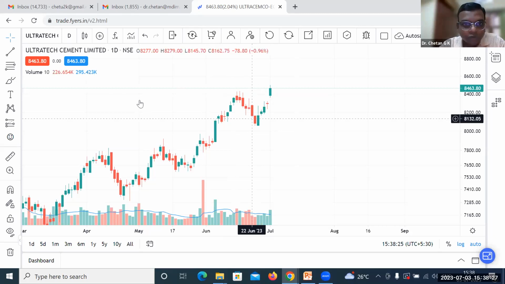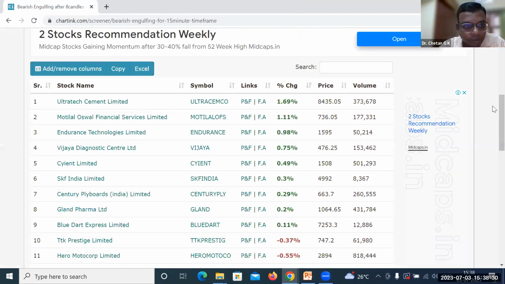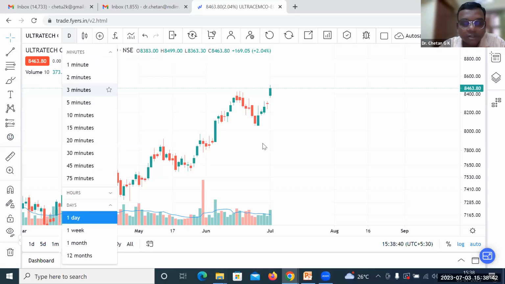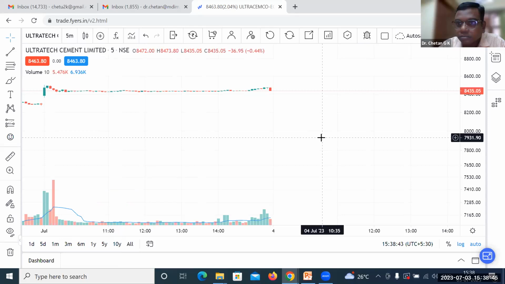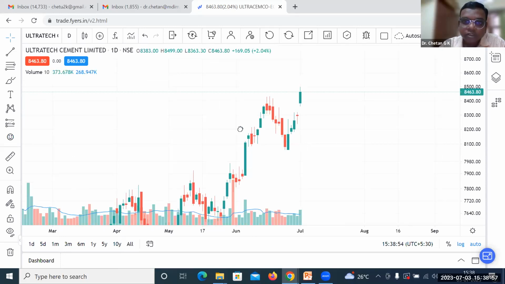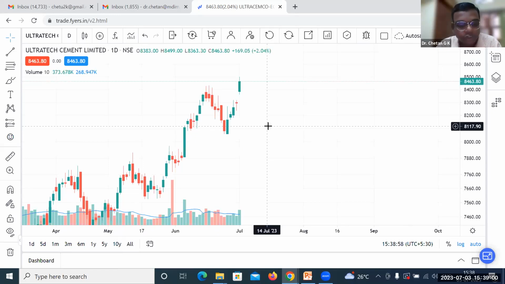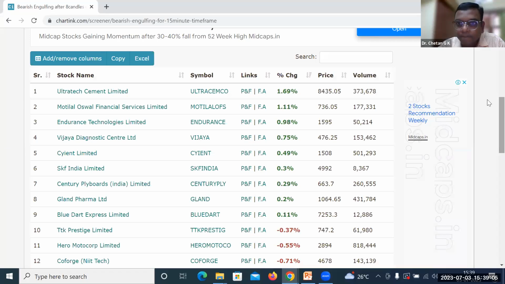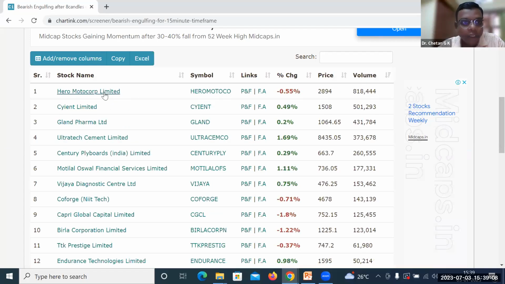But let us see what is there here. Bearish engulfing after 8 candles downtrend for 5 minutes here. Okay, I have not understood what it is. Let me see for 5 minutes. Let us not keep it for 5 minutes. It's not going to be really worthwhile as such. So what we have understood is we have seen one bearish engulfing for sure. Let me go to the next one. Motilal Oswal. Okay, Hero MotoCorp, let us see.